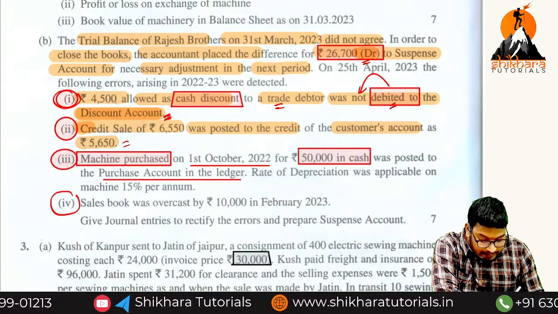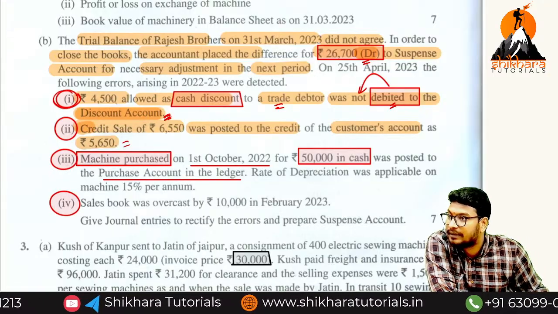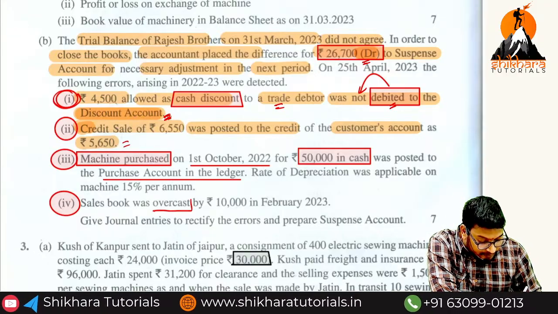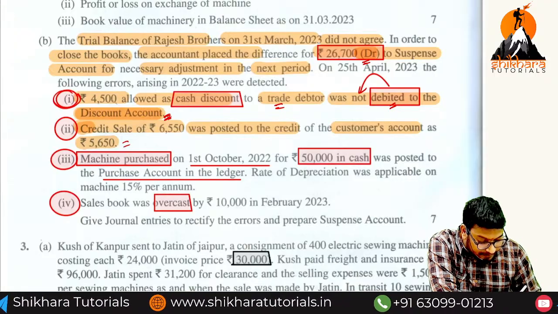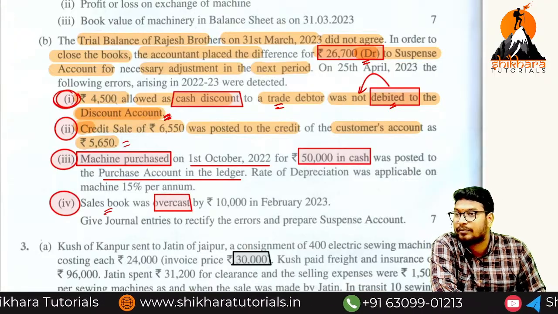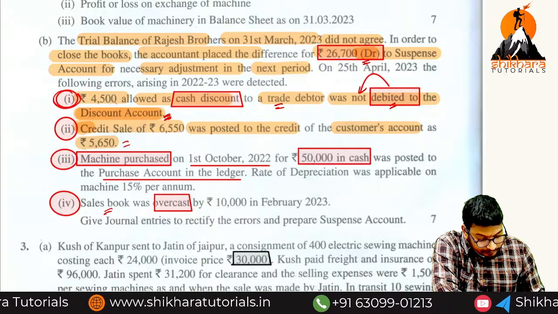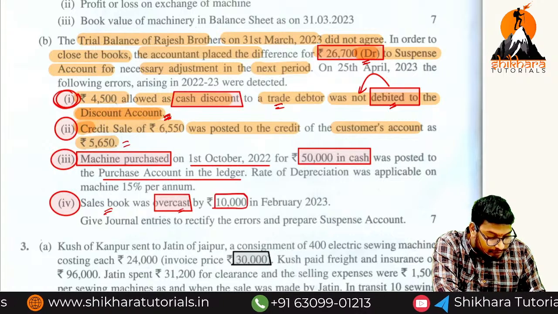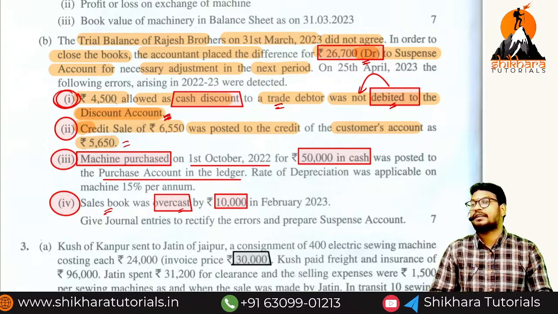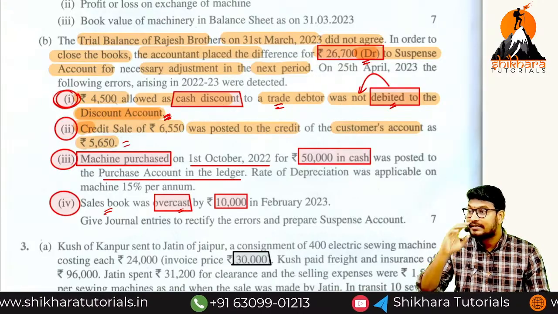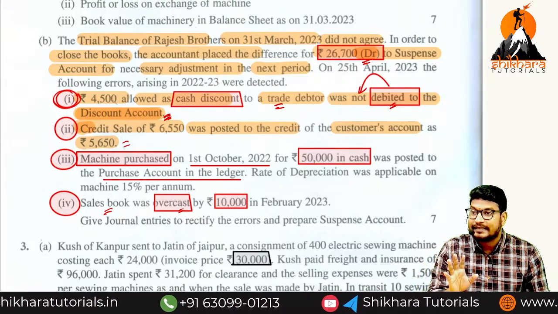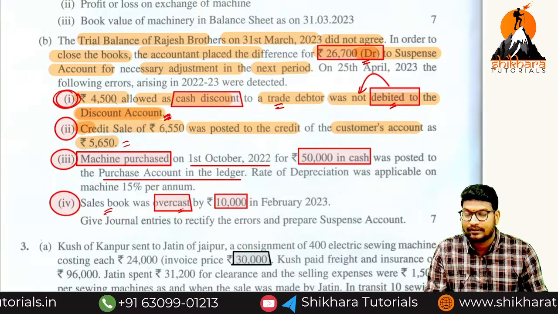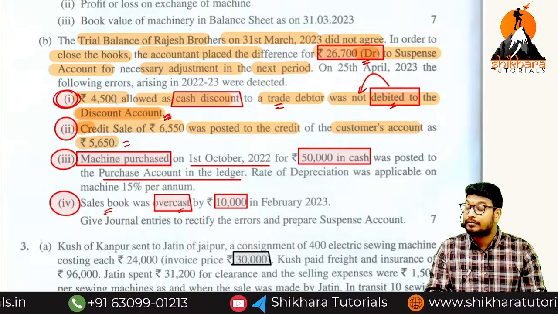This is also a type of error with respect to ledger. Overcast means we have recorded a larger amount in which book? In the sales book, we have recorded a larger amount. Sales book overcasted by 10,000. Sales book overcast means only the sales account will be affected. Casting errors happen only at the time of totalings.